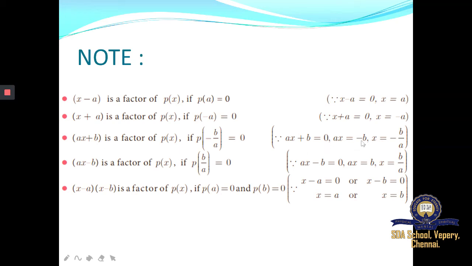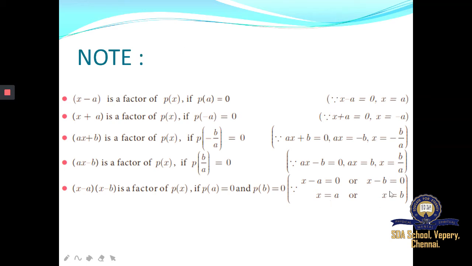Got it, students? And then x minus a, x minus b is a factor of p of x if p of a equals 0 as well as p of b equals 0, which means you have to separately equate it to 0. x minus a equal to 0, what will you get? x equals plus a. Likewise, x minus b equal to 0, what will you get? x equals plus b. Now let's move on to the exercise problems.